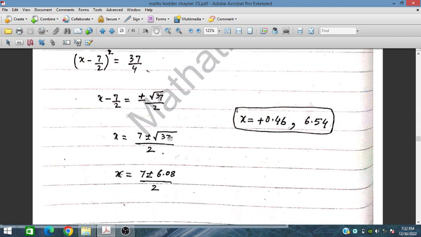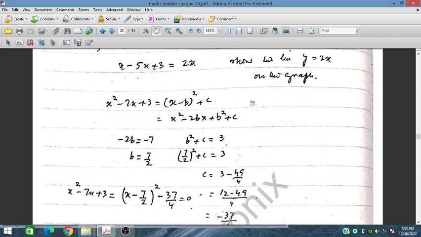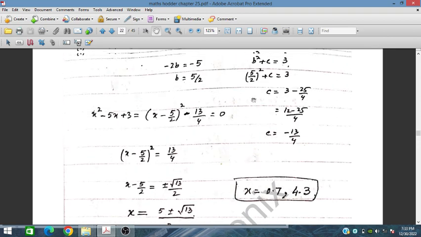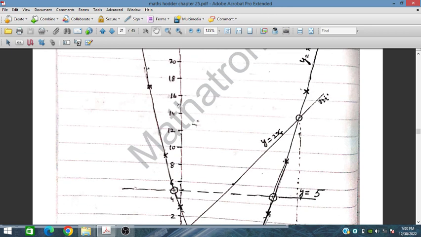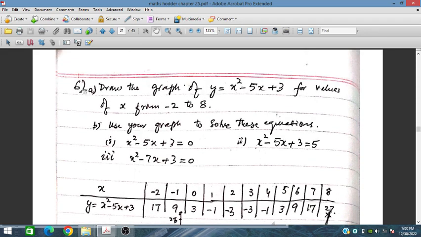So root 37 is obtained as 6.08. So this is 0.46 and 6.54. So these 2 points can be read here from the graph. So that's all for this question number 6. This is very, very important.